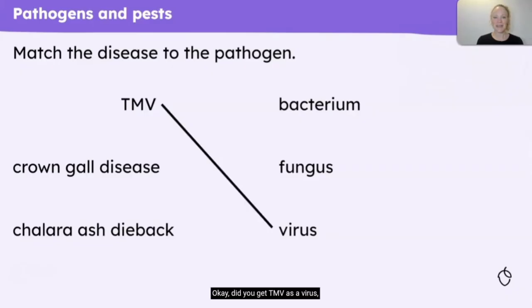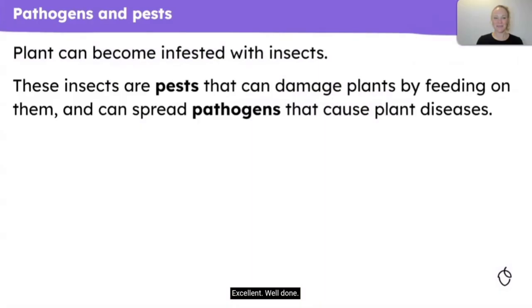Okay, did you get TMV as a virus, Gall Disease as a bacterium, and Chalara Ash Dieback as the fungus? Excellent, well done. So plants not only can get diseases through pathogens, they can also become infested with pests. And those pests can be insects, essentially.